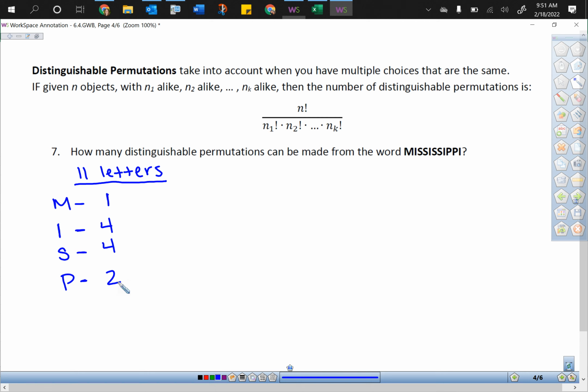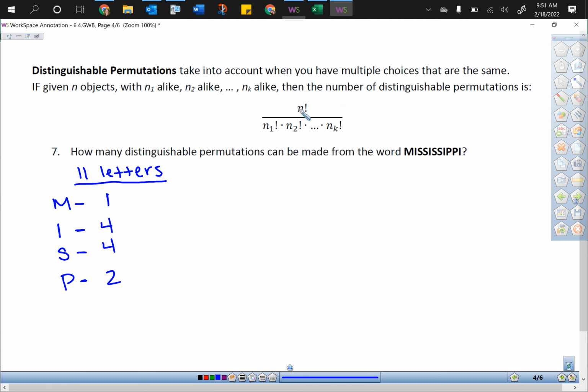Okay? So this is different than the other permutations because we have repetition. When we were talking about arranging the books on the shelf, we didn't have 2 statistics books. So those were all distinct from each other. But when we are dealing with distinguishable permutations, I have 4 letter I's. I have 4 letter S's. So when talking about permutations, I don't want to use the letter I more than once. Does that make sense? So what we do is we take this and we put it into this formula.